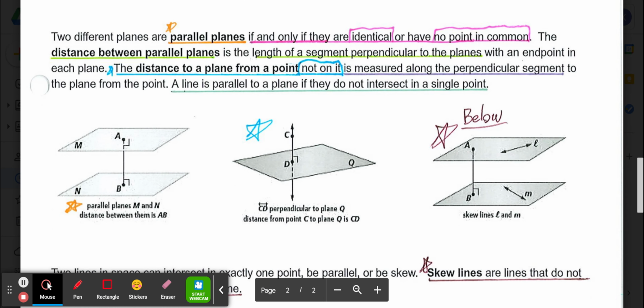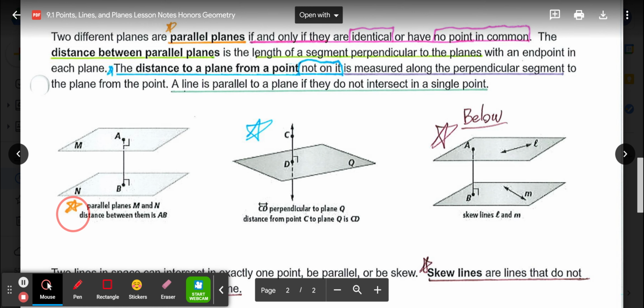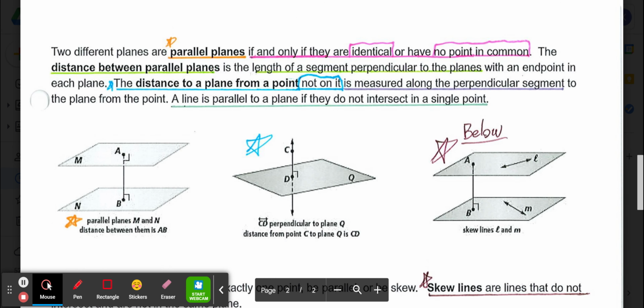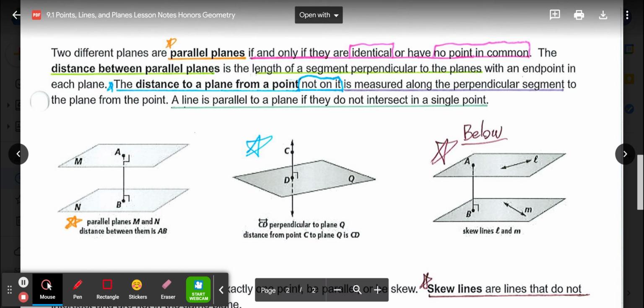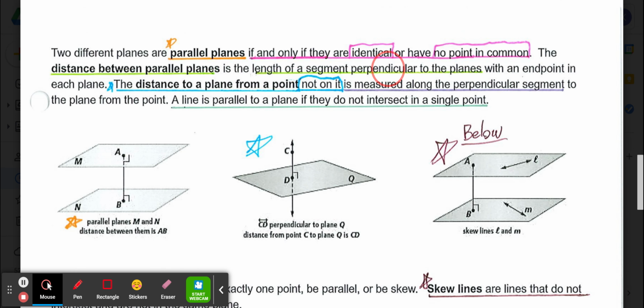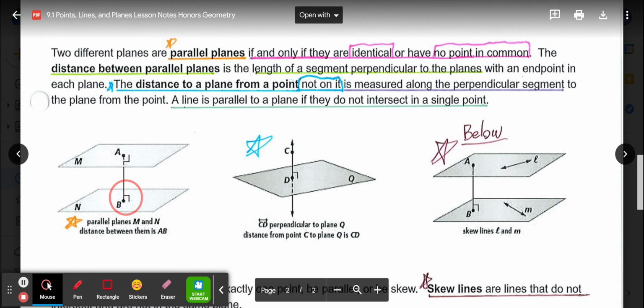Then we get into the next piece. Now you'll see where the orange star here goes with the orange star of the image, blue with the blue, and then this kind of red goes with the red down below. But let's first look at this first paragraph. Two different planes are parallel planes if and only if they are identical, meaning they're the same plane, or they do not have a single point in common. So in this case, planes M and N do not have any points in common. They would be parallel planes. The distance between parallel planes is the length of the segment perpendicular to the planes with an endpoint in each. So in this case, the distance between our parallel planes M and N would be segment AB.